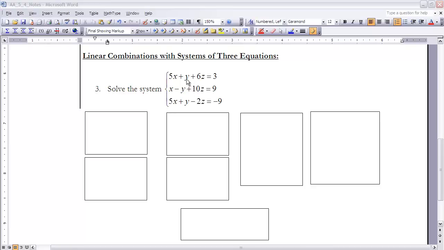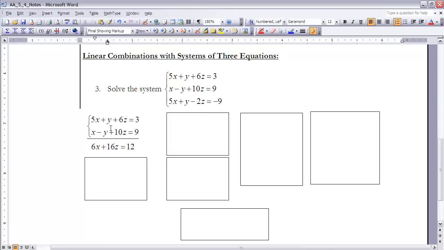Up here, okay? You'll notice that these first 2 equations, one has a positive y and one has a negative y. Well, if I add those 2 equations together, I'll immediately get rid of the y and end up with an equation with just an x and a z in it. So that's the first thing I'm going to do here, is I'm going to use those 2 equations. I'm going to eliminate the y, so I have an equation with just an x and a z in it.